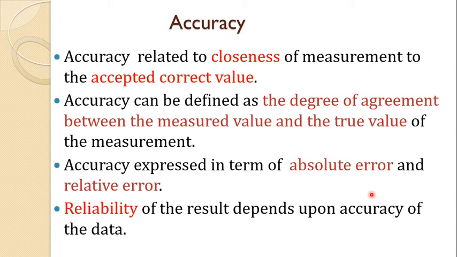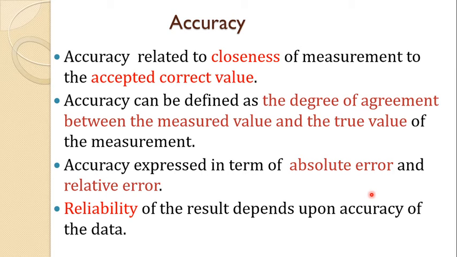Accuracy is related to the closeness of measurement to the accepted correct value, or it may be defined as the degree of agreement between the measured value and the true value of the measurement. So what is meant by accuracy? Accuracy is nothing but the closeness of measurement to the accepted correct value. That means some standard value is given, and when we perform an experiment, that experimental value matches the standard value or is near about that, that is accuracy. If it matches 100% to the standard value, that means it is 100% accurate.